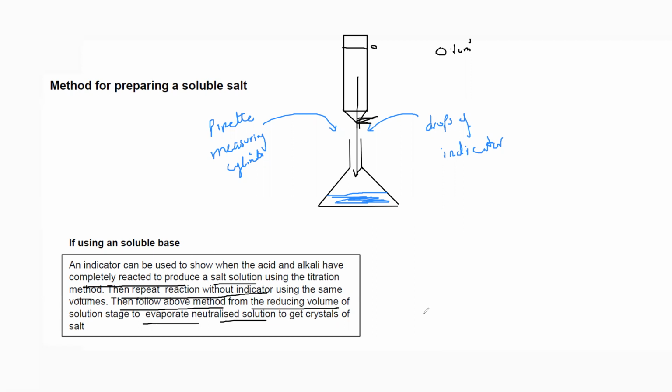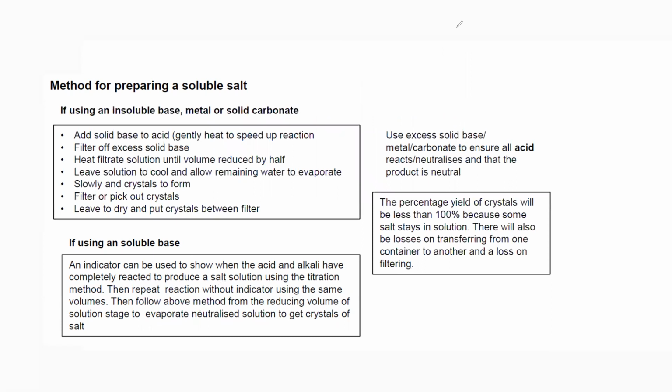Because you should learn these experiments to prepare a soluble salt. We can use the reaction of acid with an insoluble base, metal or metal carbonate, or we can use a soluble base and a titration technique in which we mix two solutions together. Is it clear? Any doubt?